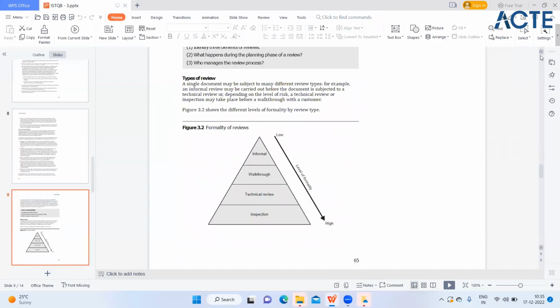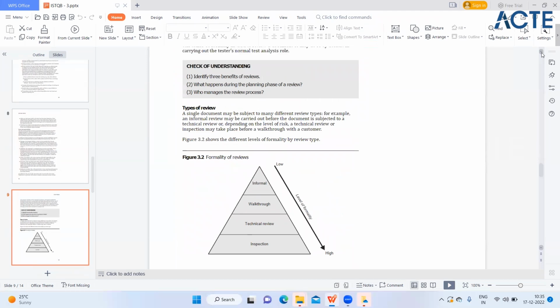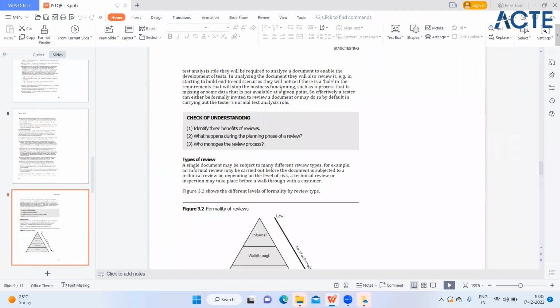Now, this is the check of understanding: identify three benefits of reviews. We have already seen that it will save the cost of the project, and time also, and we will find the defects at an early stage. So there are many benefits of the review meeting. Now, what happens during the planning phase of a review? We have already discussed it.